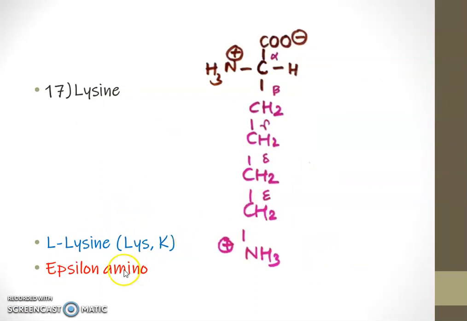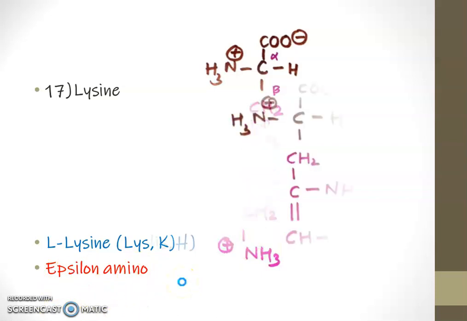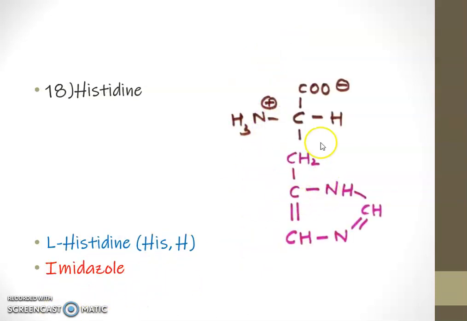The 17th one is lysine. Here the epsilon amino group is present because the carbon atoms in the R group are designated as beta, gamma, delta and epsilon, and this amino group is attached to this epsilon carbon. So we can say that epsilon amino group is present here. The 18th one is histidine. So here imidazole group is present. The 3-letter abbreviation is HIS, whereas 1-letter code is H.